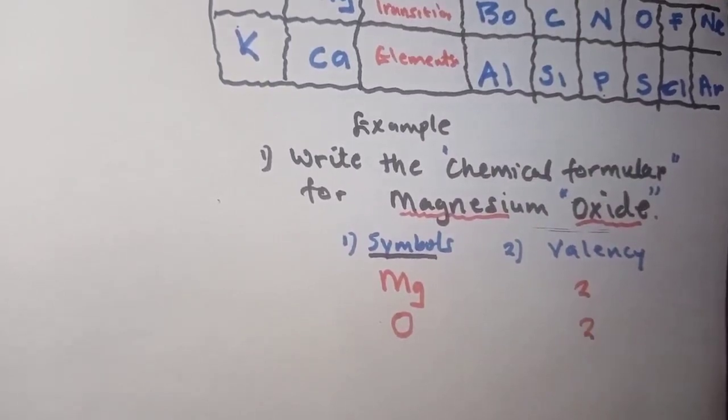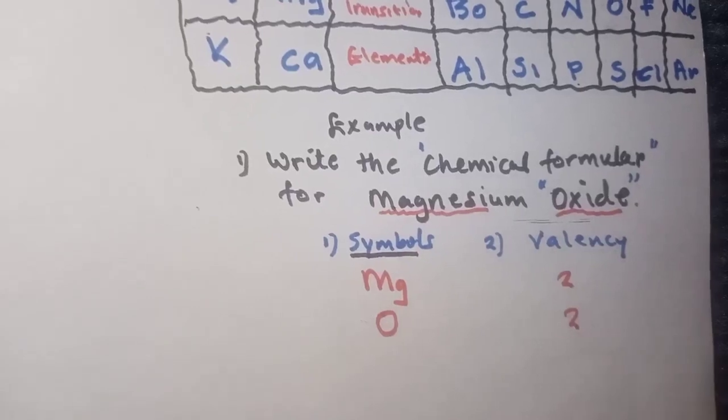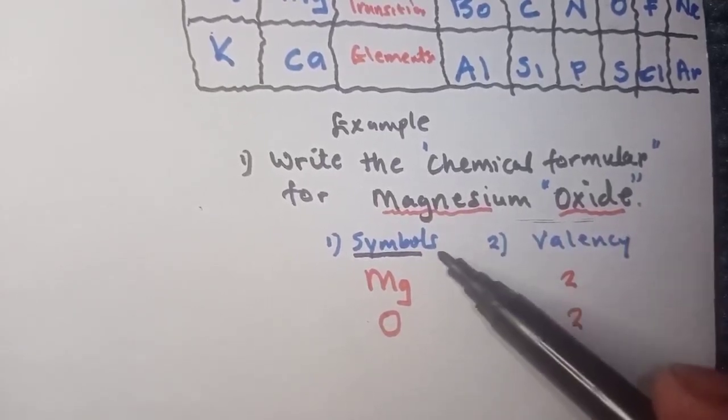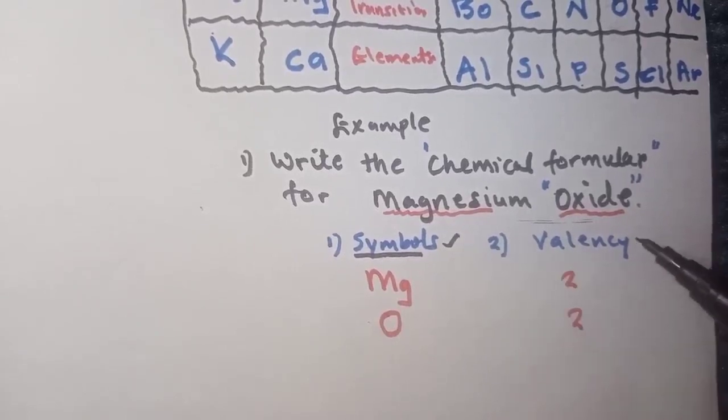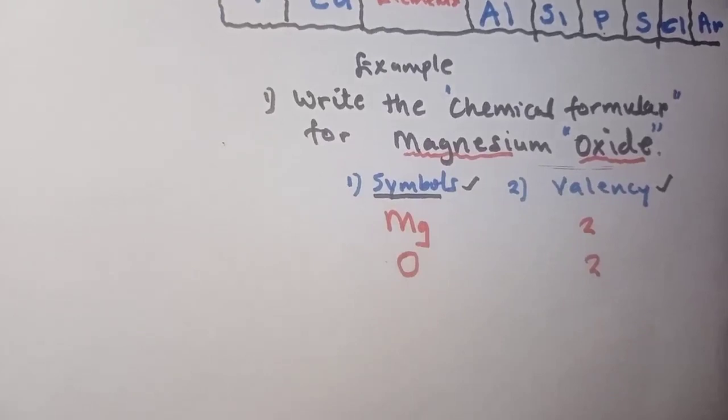So let's check what we have done so far. Write the chemical formula for magnesium oxide. What we've done so far is show the symbols and the valency. Now let us write the chemical formula.